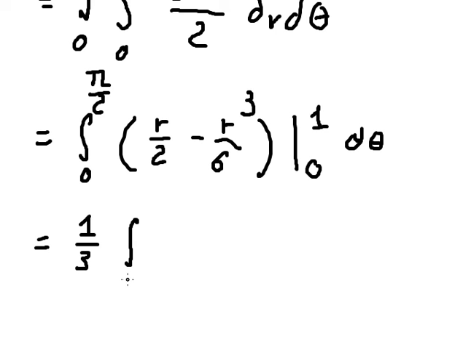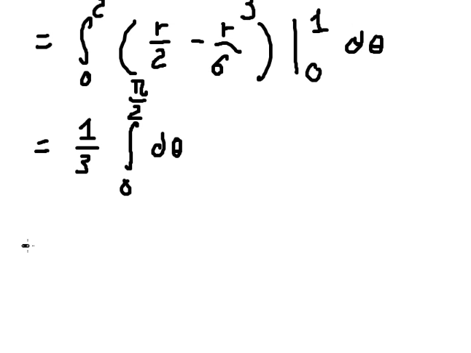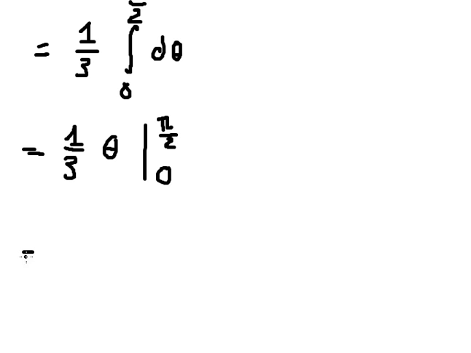And we have the integration from 0 to pi over 2 d theta. This one we have theta. And we put about from 0 to pi over 2. And now we have the final answer.